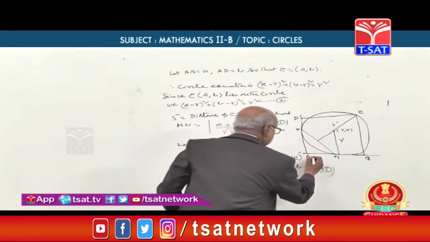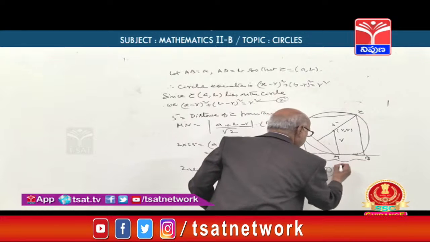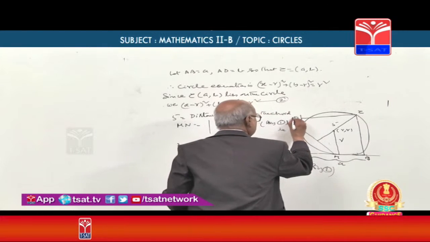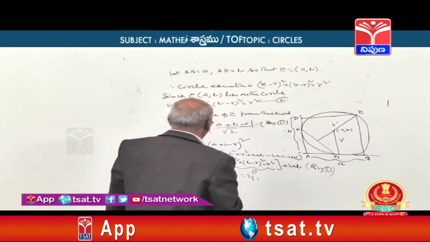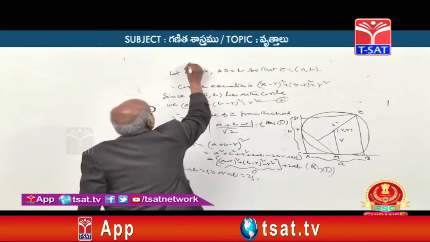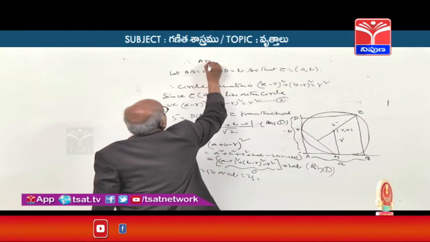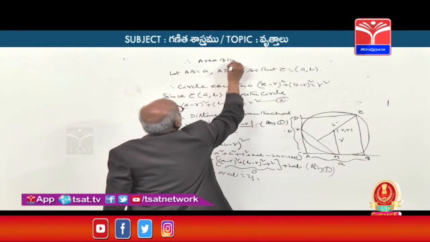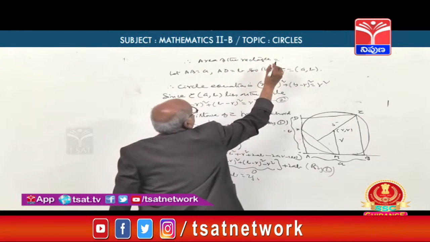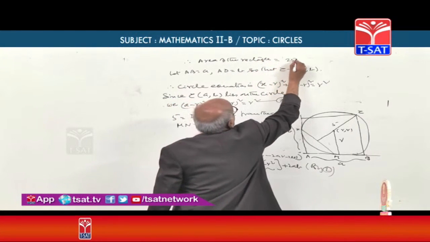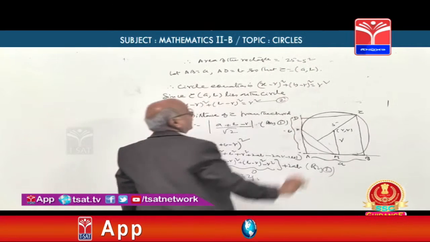But a is the length and b is the breadth of the rectangle we have taken. So, ab is nothing but the area of the rectangle. Therefore, the area of the rectangle is equal to 25, which is 5 square.